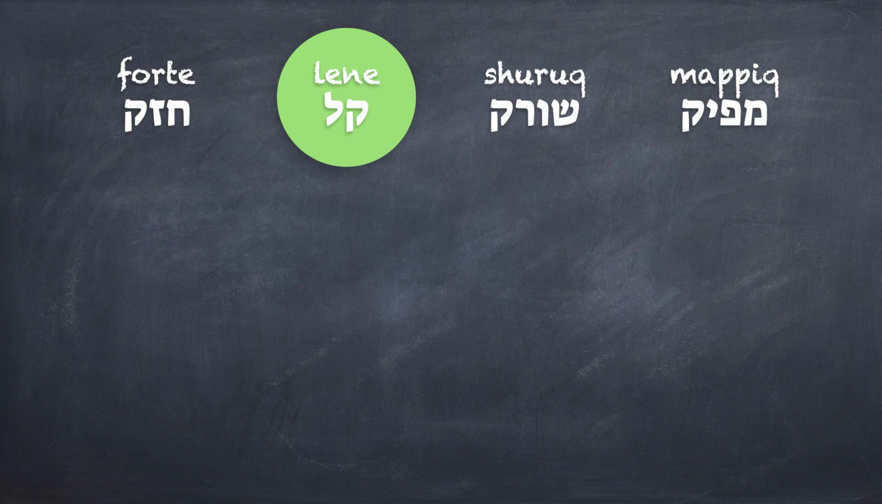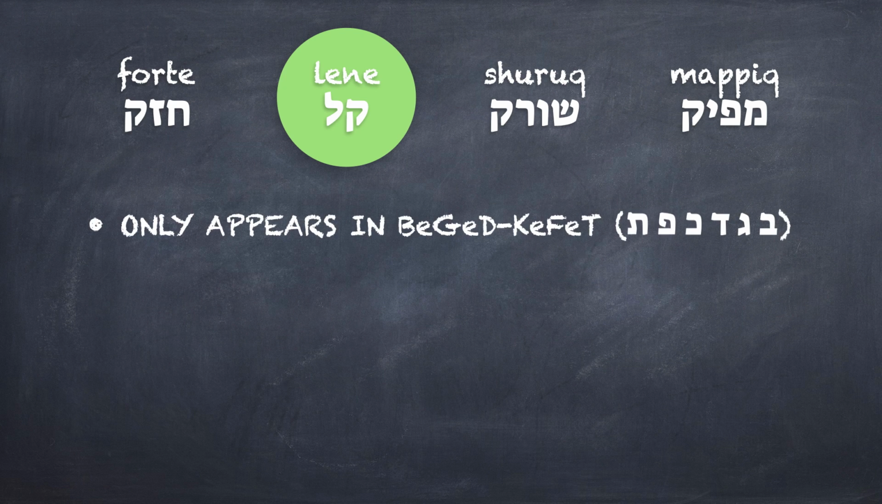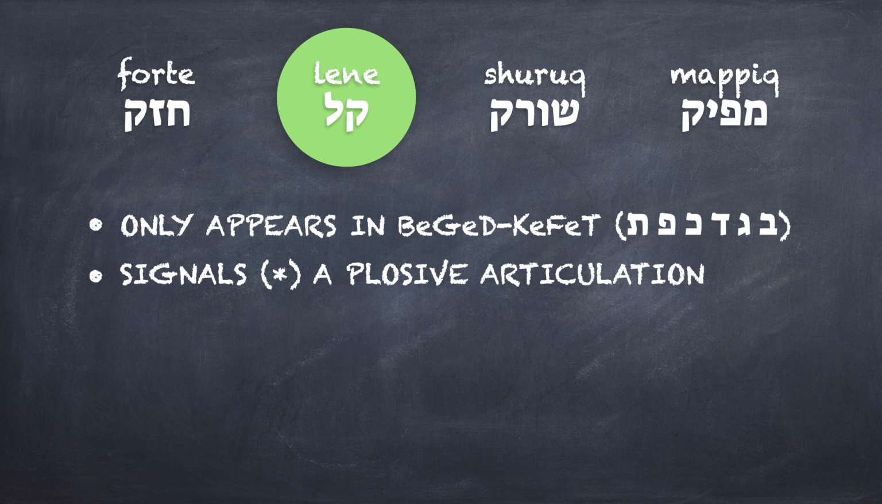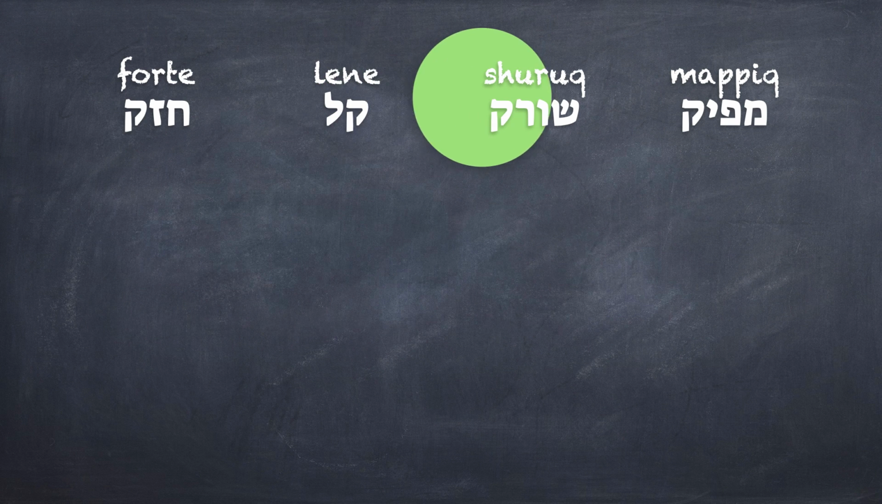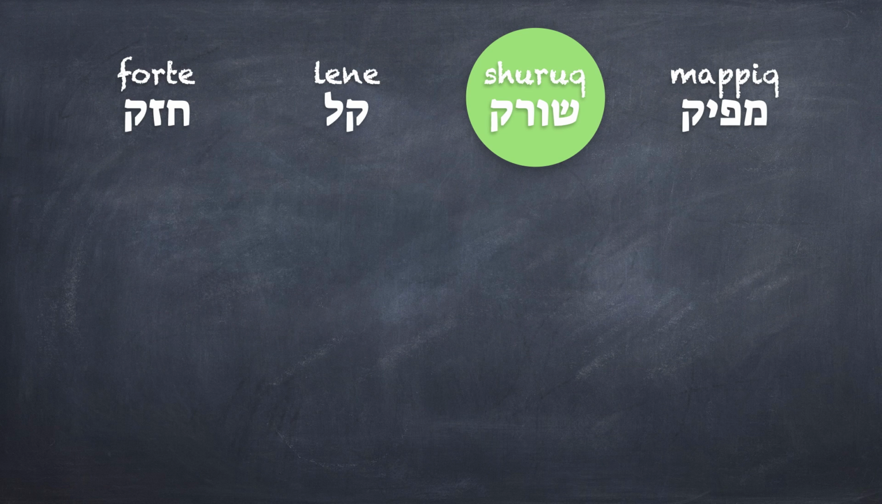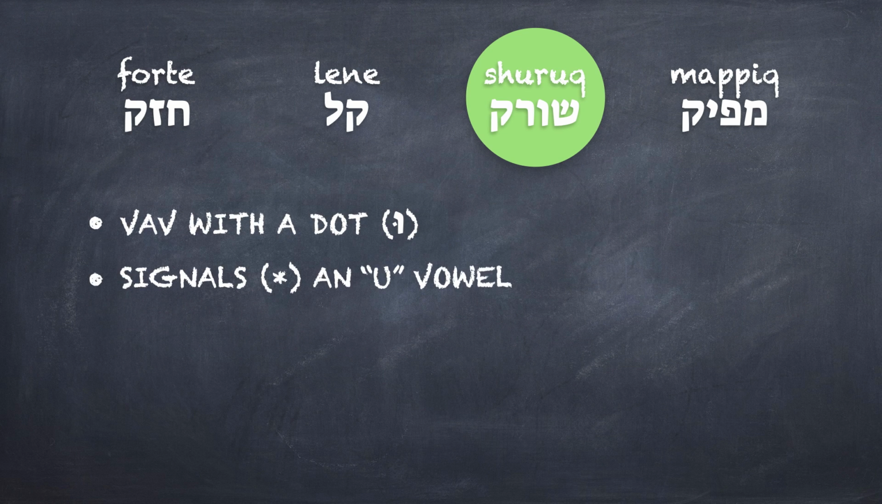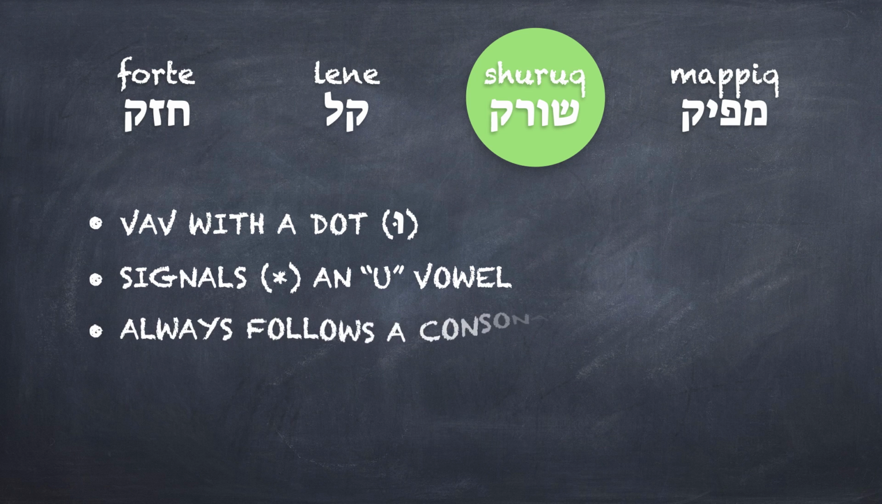The dagesh kal only shows up in beged kefet letters. It signals a hard plosive pronunciation. And you can tell it from the chazak because the kal always follows a consonant or a shva. The shuruk isn't a dagesh, it's a vav with a dot. It signals an u vowel, and it always follows a consonant.